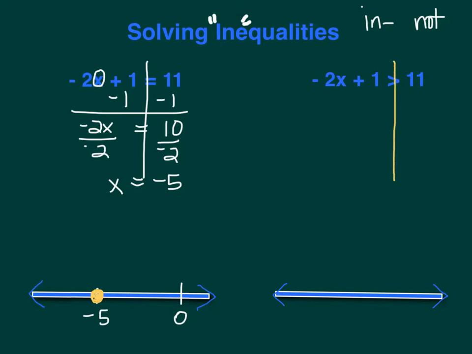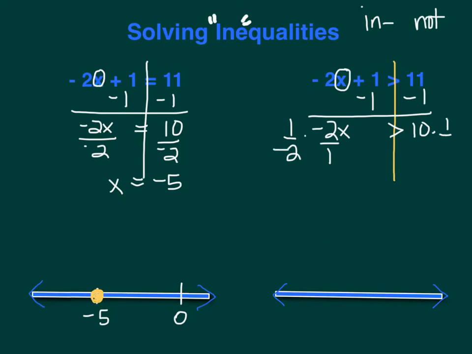We do it the same way. We're going to draw the line down the inequality. We're going to circle the variable, and I'm going to solve it the same way. I'm going to multiply by the reciprocal. Remember, this is -2 over 1, so I'm going to multiply by 1 over -2. Again, over here, I'm going to multiply by 1 over -2. This becomes -2 over -2, which will give me 1. 10 divided by -2 is 5.